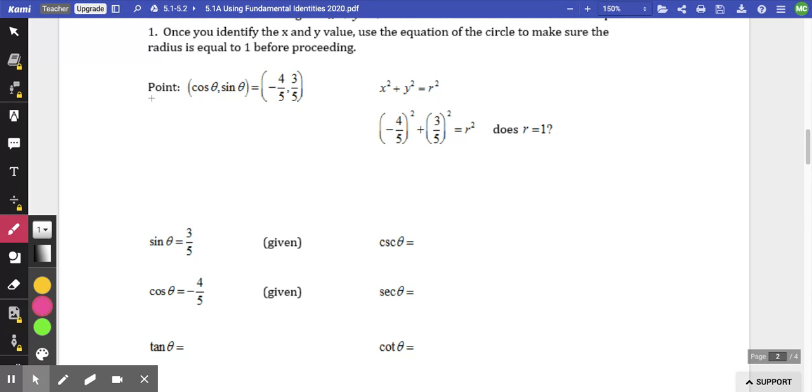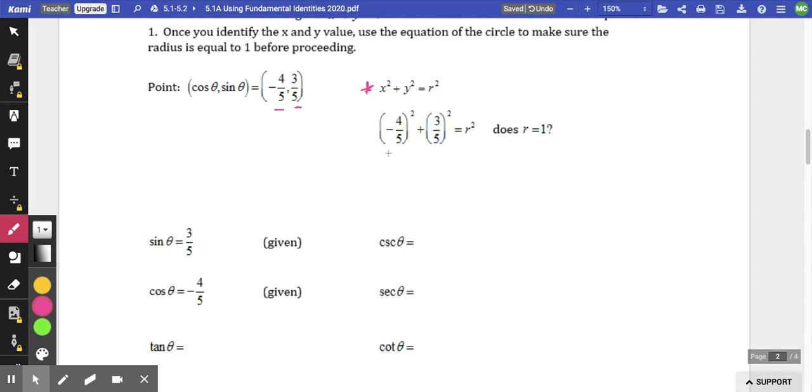And so that means that the point on our unit circle is going to be cosine of theta, sine of theta, so -4/5, 3/5. Now I can verify that the radius is equal to 1 using the equation for a circle with a center at 0, 0. So if I put in -4/5 from my x value in place of x and 3/5 in place of the y value, then I can calculate there.